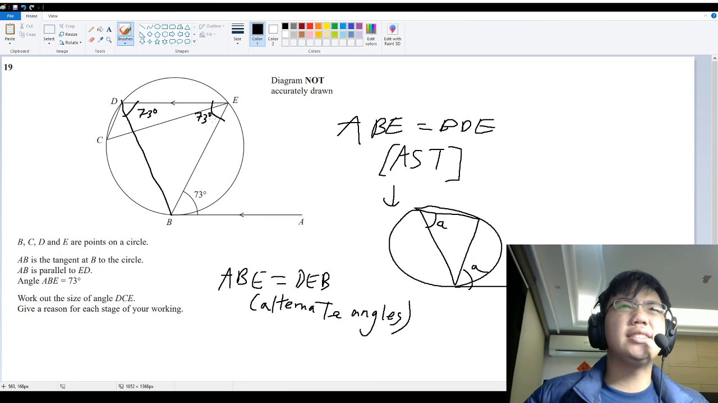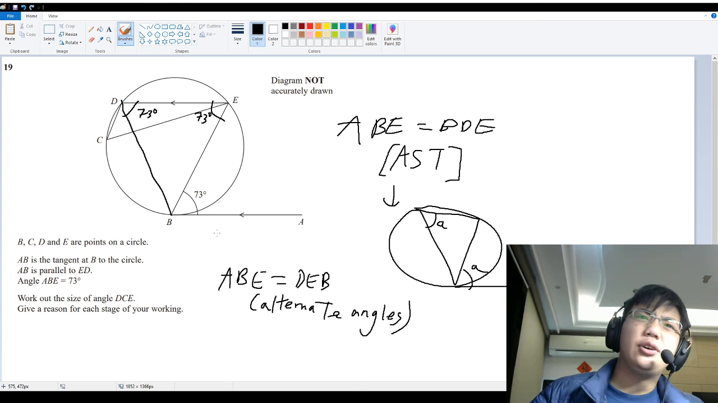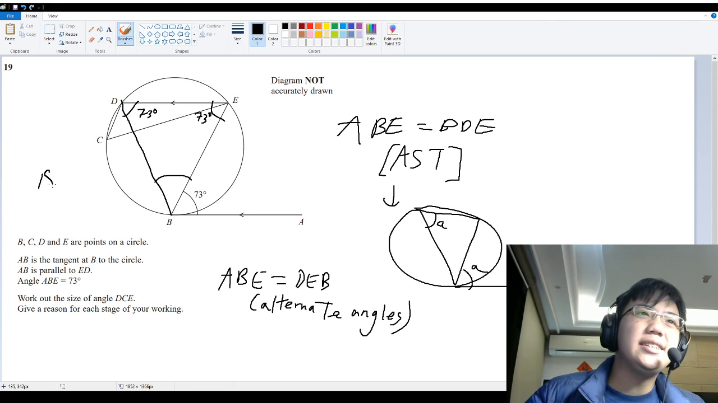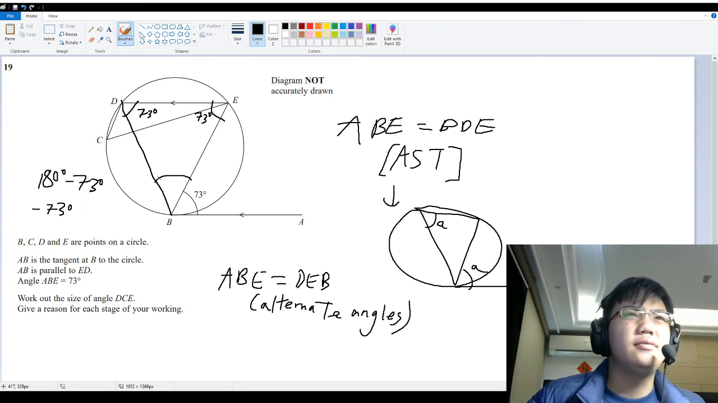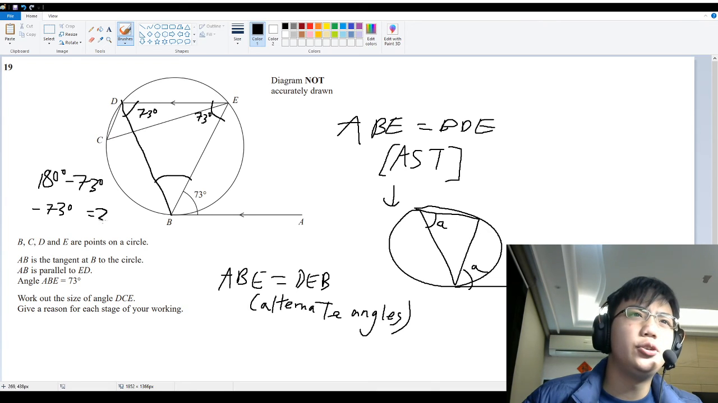So this is 73 degrees, this is 73 degrees. And now all we need to find is this angle here, which is 180 degrees minus 73 degrees minus 73 degrees, because of the size of angles in a triangle. So the bottom angle is 34 degrees, since all the angles in a triangle add up to 180.